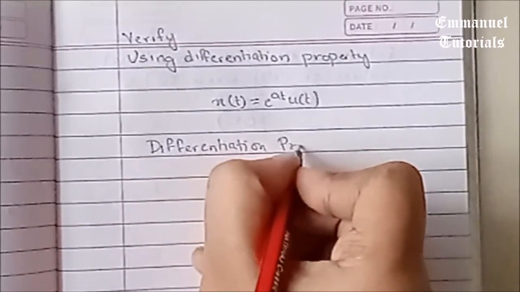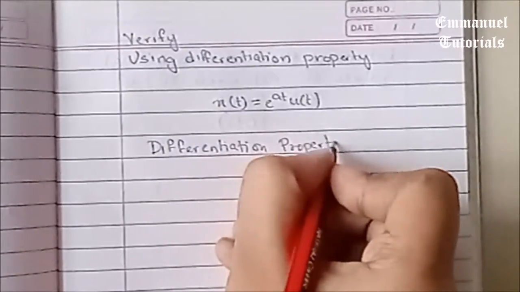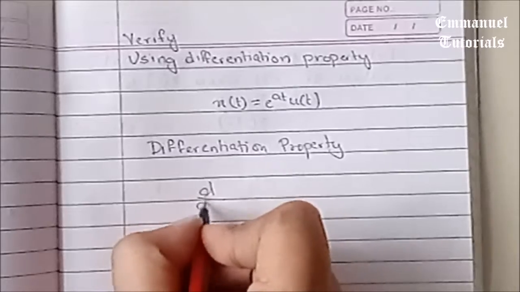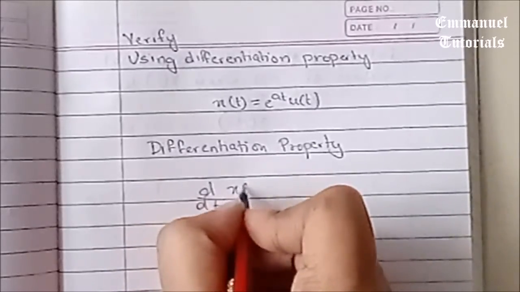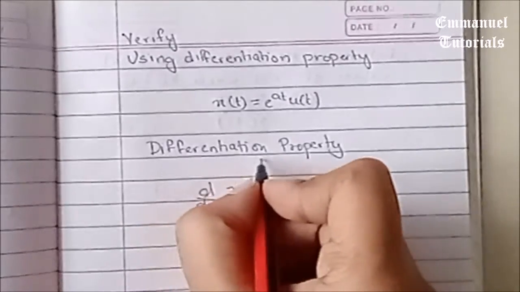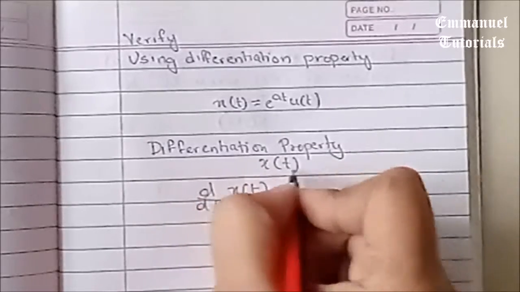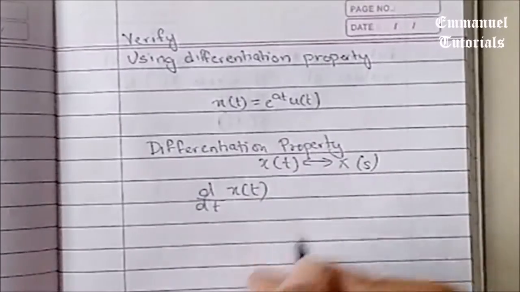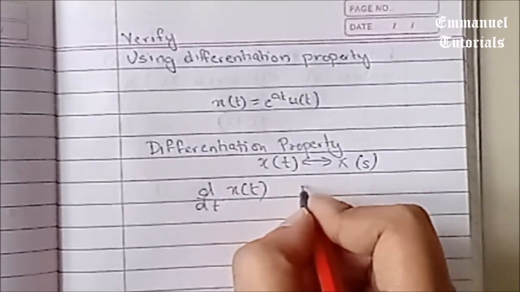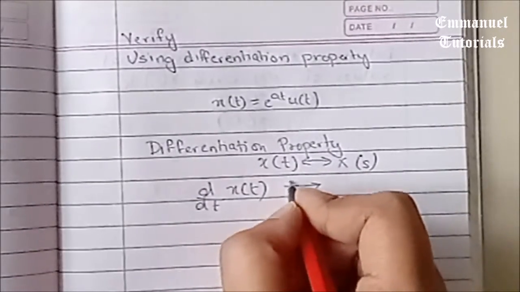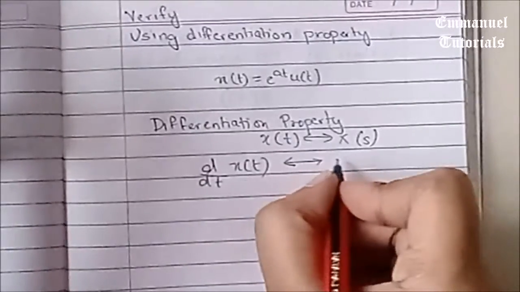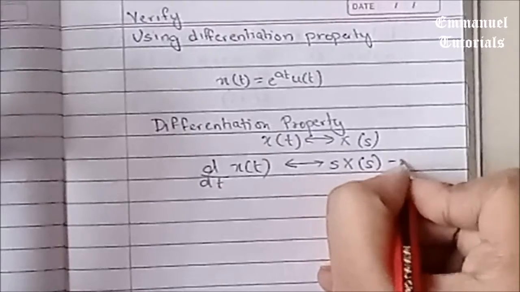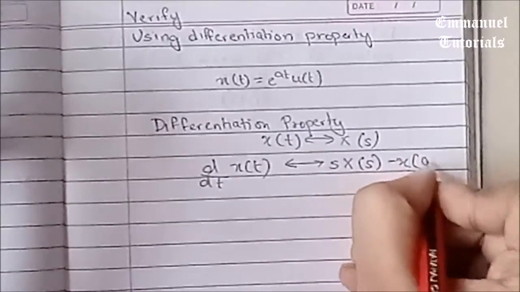Differentiation property states that if you differentiate a signal in the time domain, and if x of t's Laplace transform is x of s, then differentiation in the time domain will give us s into x of s minus x of 0 plus.